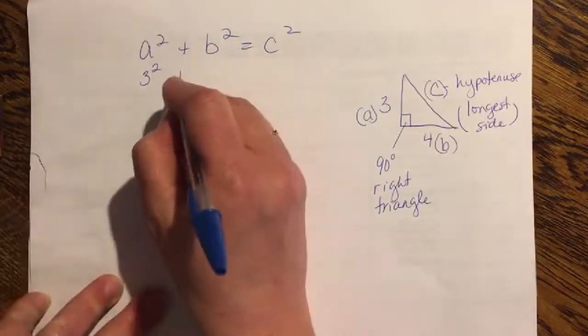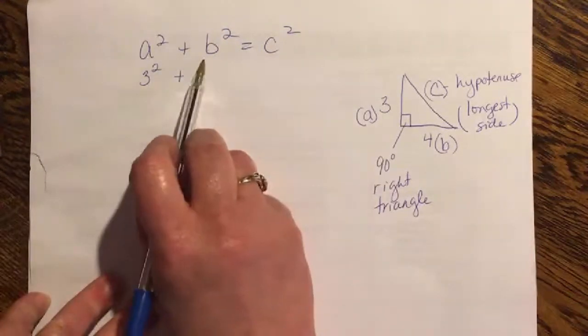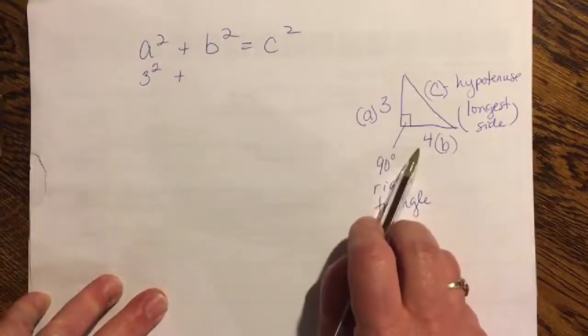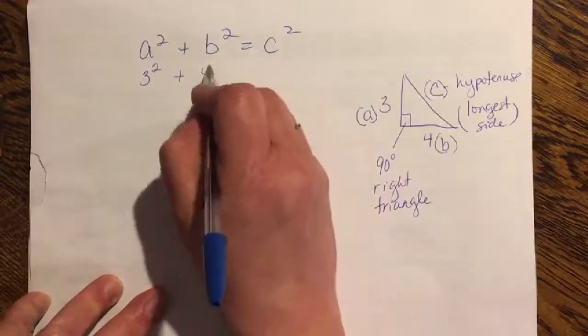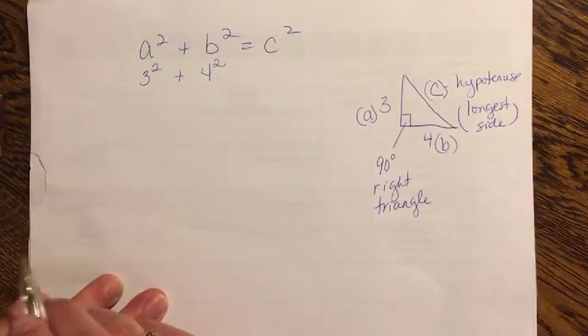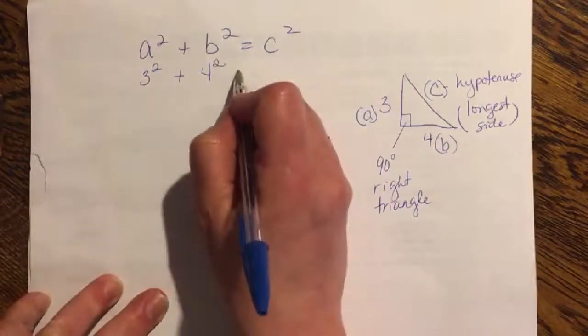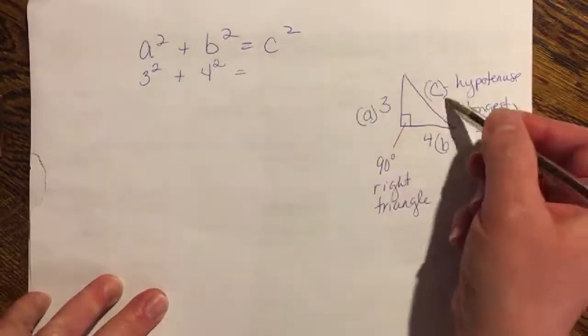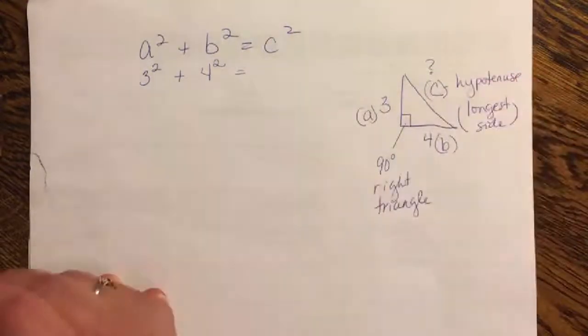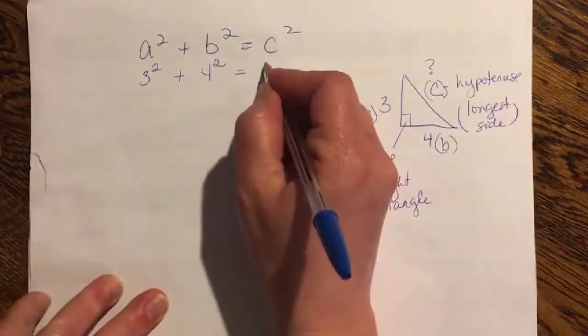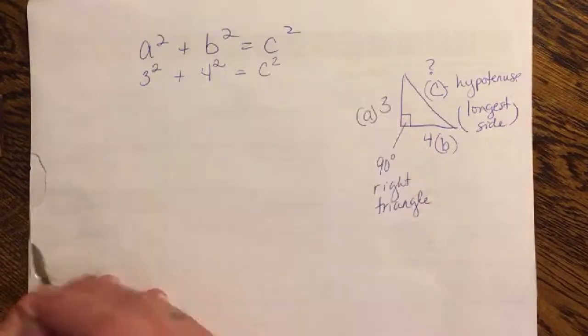Then I take the plus, look at the B, find my B. My B is going to be 4. So I plug in 4, put the 2 of the power of 2, so it's squared, equals, and C is what we do not know. It's my unknown. So I'm going to just use C squared there.